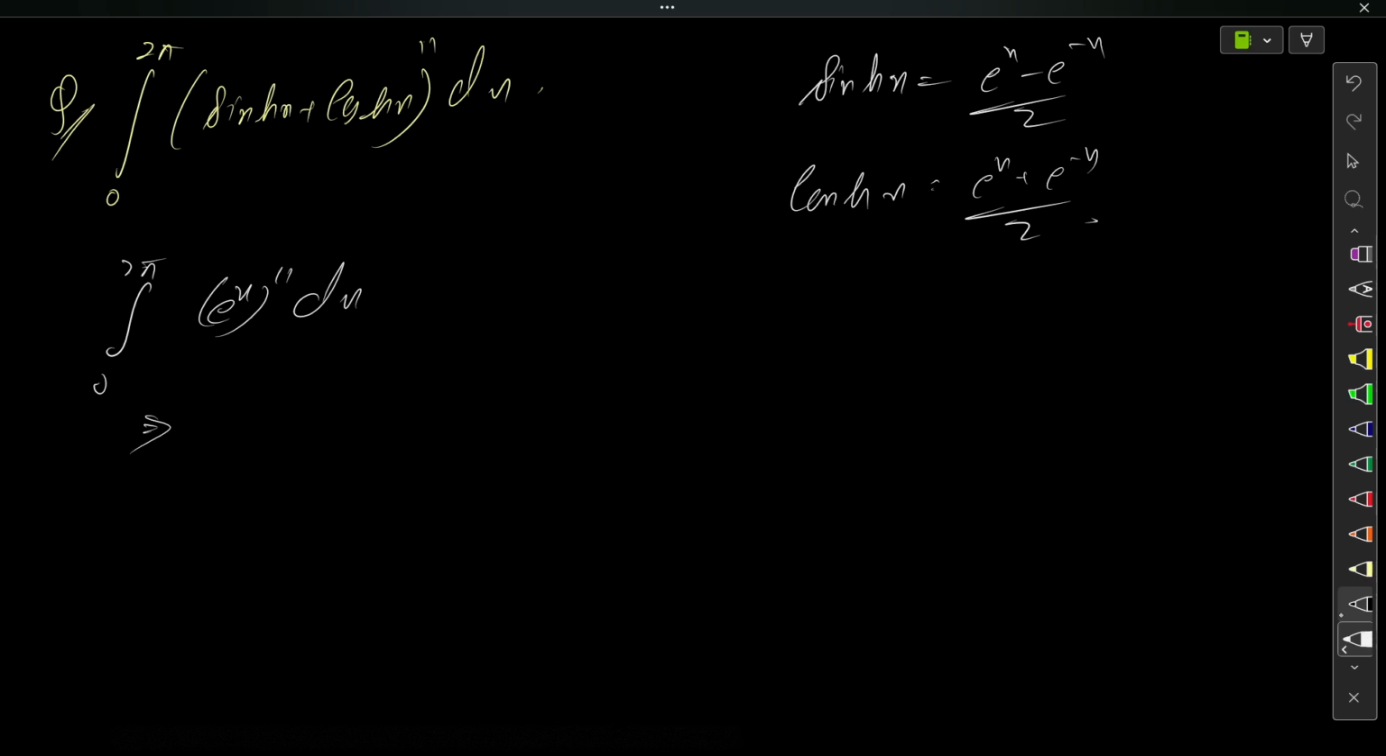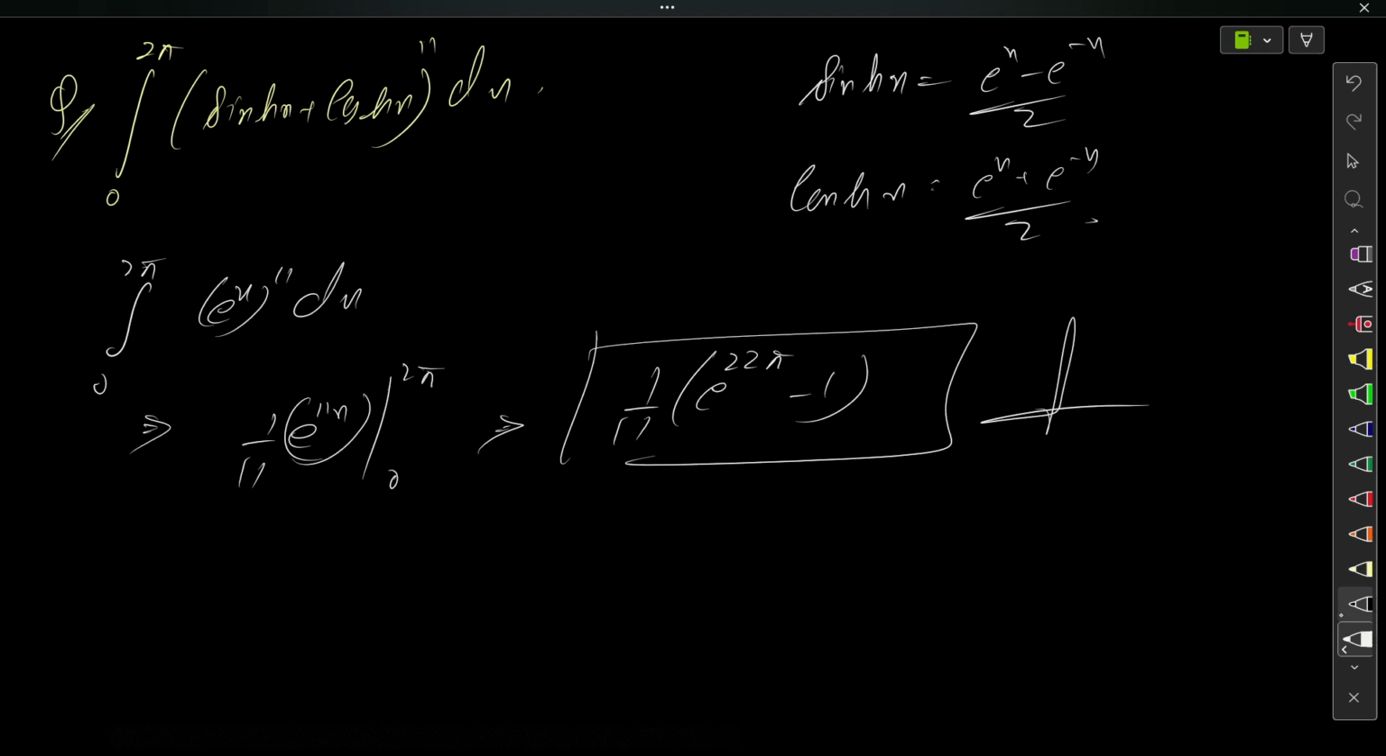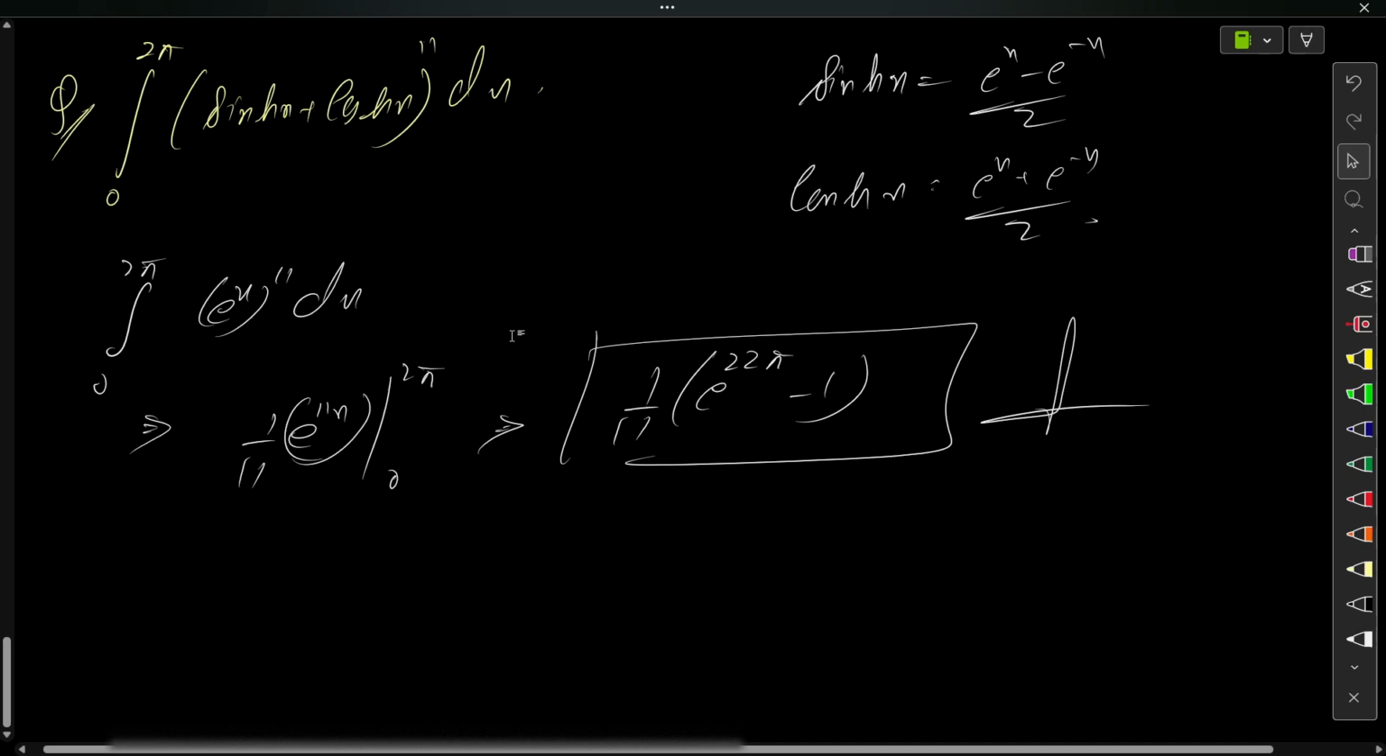So this could be written as 1 by 11 e to the power of 11x from limit 0 to 2pi. So I'll be getting 1 by 11 (e to the power 22pi minus 1). So yeah, here's the answer. This was a single liner question.